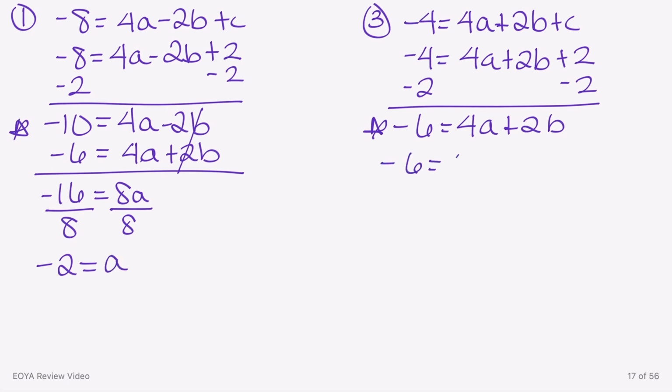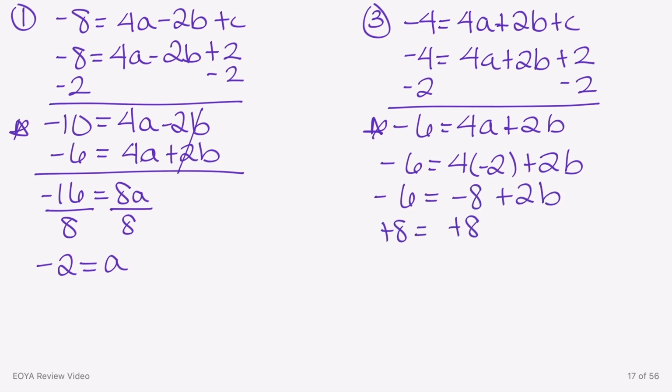I have negative 6 equals 4 times negative 2 plus 2b. So I have negative 6 equals 4 times negative 2, which is negative 8 plus 2b. And then I can add 8 to both sides in order to solve for b. So I have 2 equals 2b, and then divide both sides by 2. So I have 1 equals b.